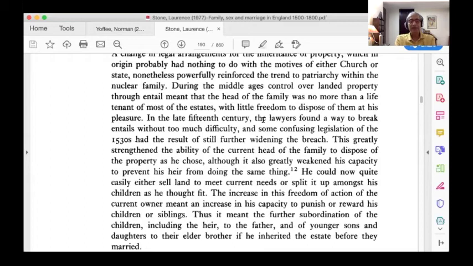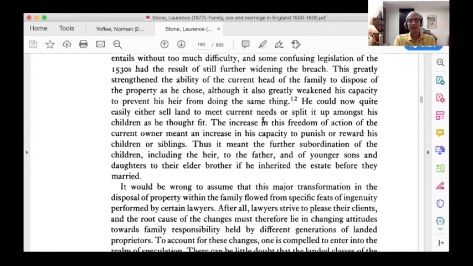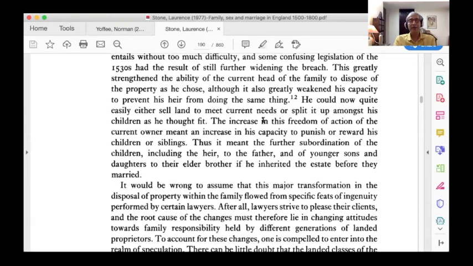This greatly strengthened the ability of the current head of the family to dispose of the property as he chose, although it also greatly weakened his capacity to prevent his heir from doing the same thing. He could now quite easily either sell land to meet current needs or split it up amongst his children as he thought fit. The increase in his freedom of action, the current owner, meant an increase in his capacity to punish or reward his children or siblings. This meant the further subordination of the children, including the heir, to the father, or the younger sons and daughters to their elder brother, if he inherited the estate before they married.